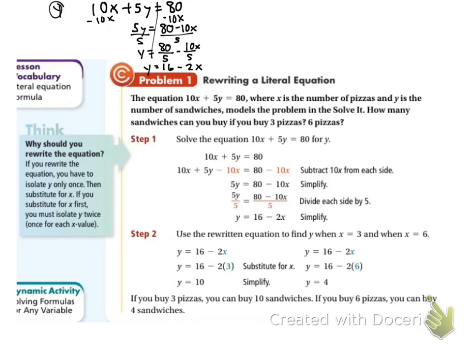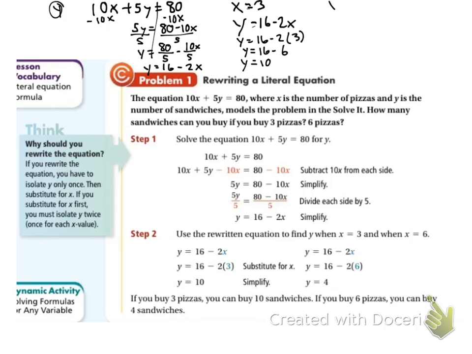So this is an equation where x is the number of pizzas and y is the number of sandwiches. And they want to know how many sandwiches can you buy if you buy 3 pizzas. So if I'm buying 3 pizzas, then x is equal to 3. So I'm going to rewrite my equation, and I'm going to plug in 3 for x. So I get y equals 16 minus 2 times 3, 16 minus 6, which is 10. So if I buy 3 pizzas, I can buy 10 sandwiches.